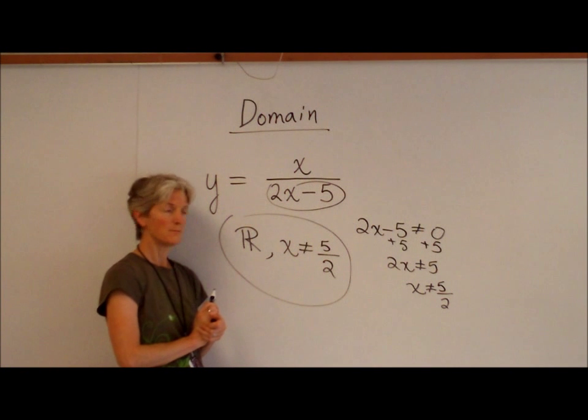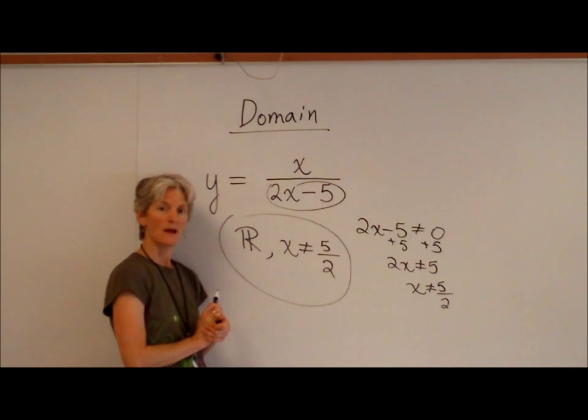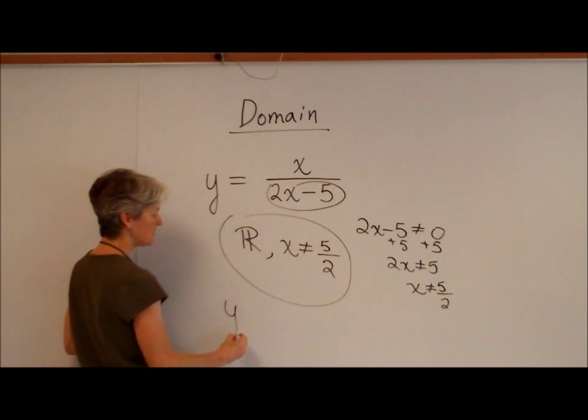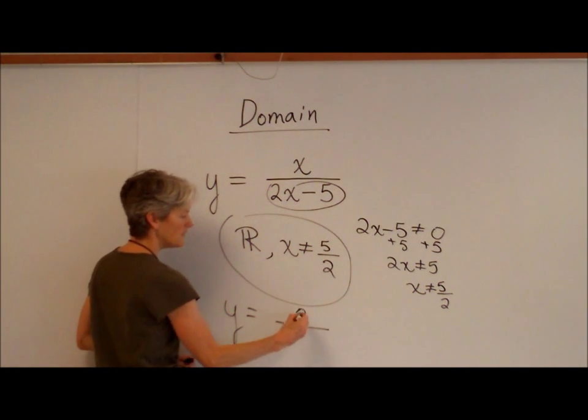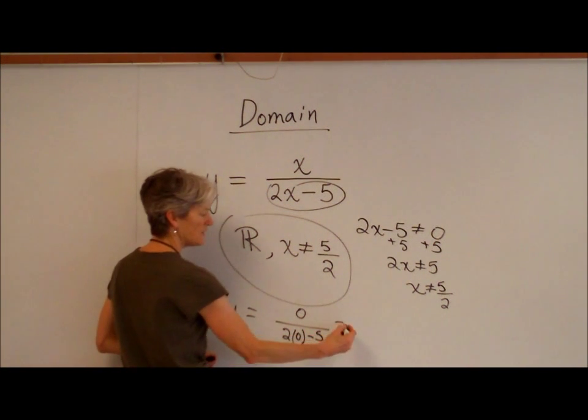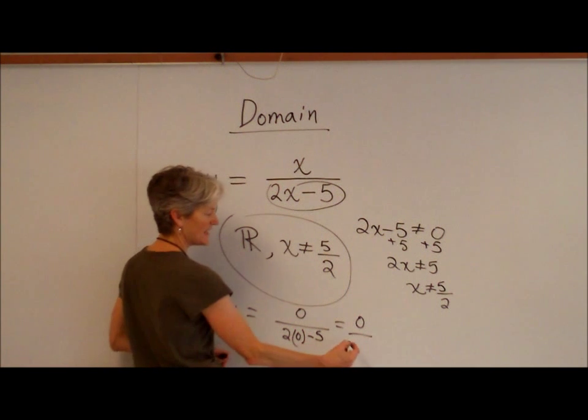Well, what about plugging in 0? That's where I always get that mixed up, Miss Stewart. Can't I just stick in a 0? What'll that give me? Well, let's find out. Let's substitute in a 0 for x. That gives me 0 on top. On top, 2 times 0 minus 5. So that gives me 0 over, let's see, -5.